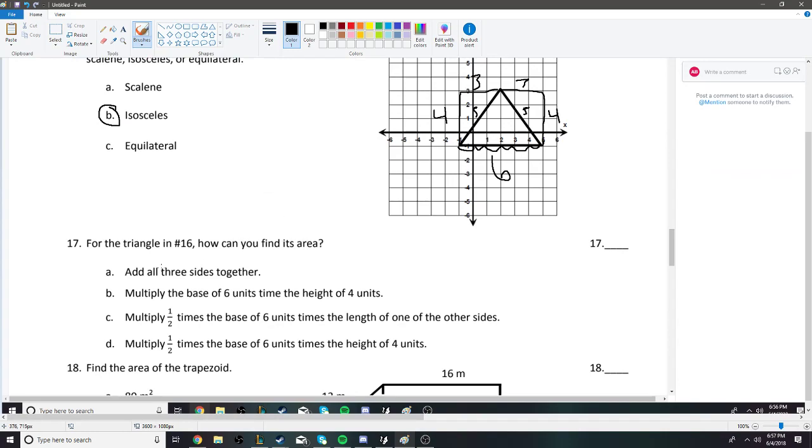How can you find the area? Adding all the sides together would be called perimeter. Multiply the base times the height would be a rectangle or a parallelogram. C, multiply 1/2 times the base of 6 times the length of one of the sides. It has to be 1/2 times the base times the height, because the area of a triangle is equal to 1/2 times base times height.